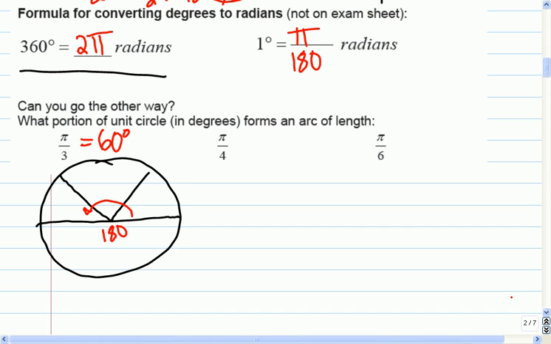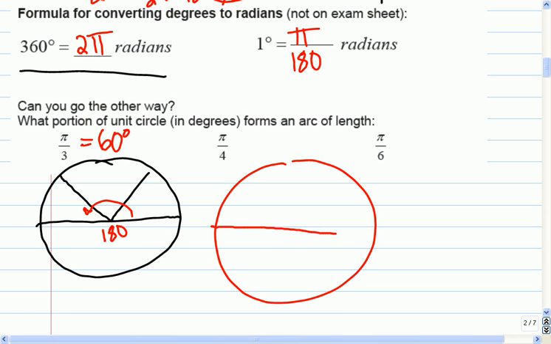Okay, so try pi over 4. How would you get pi over 4? 180 divided by 4. Good, that's a good strategy. So again, if you're thinking about the unit circle where it comes from, back to basics, there's 180, and I need 4 of them.